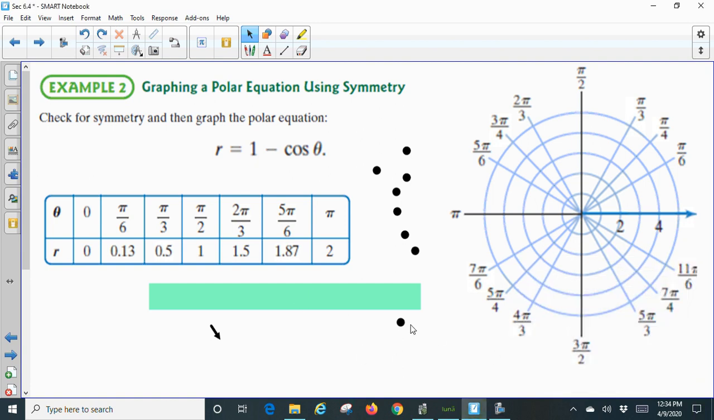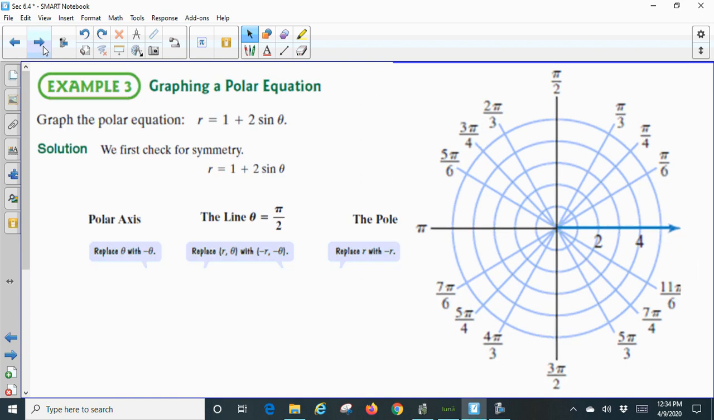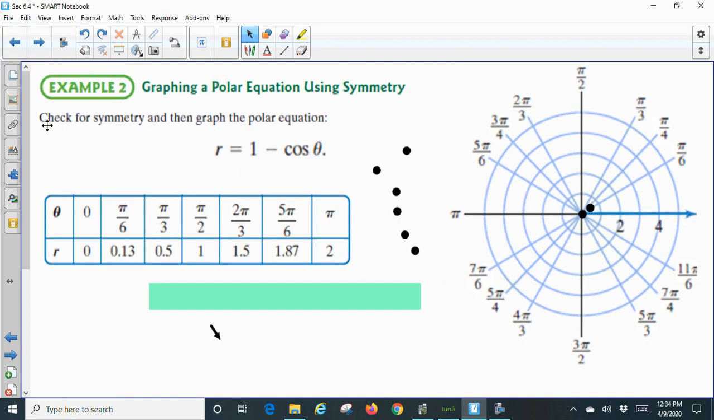We had 0, 0 at the pole. We had pi over 6 at about 0.13. Now it's very difficult to plot it in. At pi thirds, we're about half a square out. You can see we're getting a circle-like shape. At pi halves, we're at 1. At 2 pi thirds, we're at 1.5.